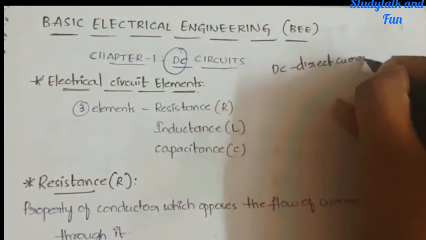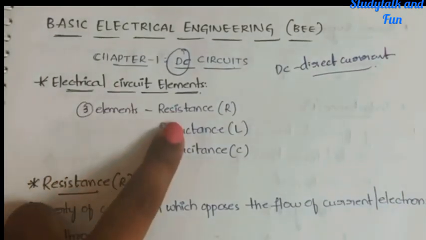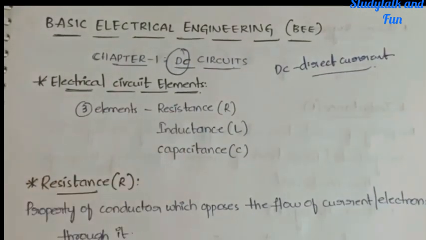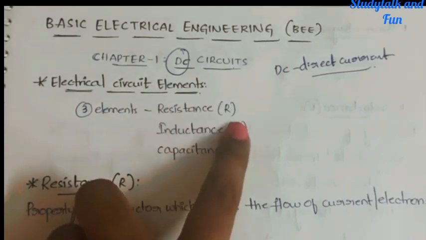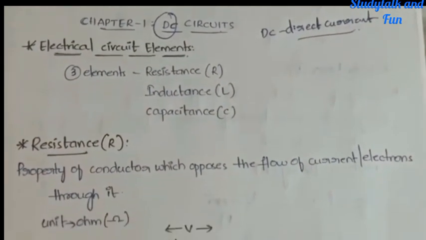AC means alternating current. So DC is direct current, and in this we have 3 circuit elements: resistance, inductance, capacitance. Resistance is denoted by R, inductance by L, and capacitance by C. Okay, now let us see about each of them.